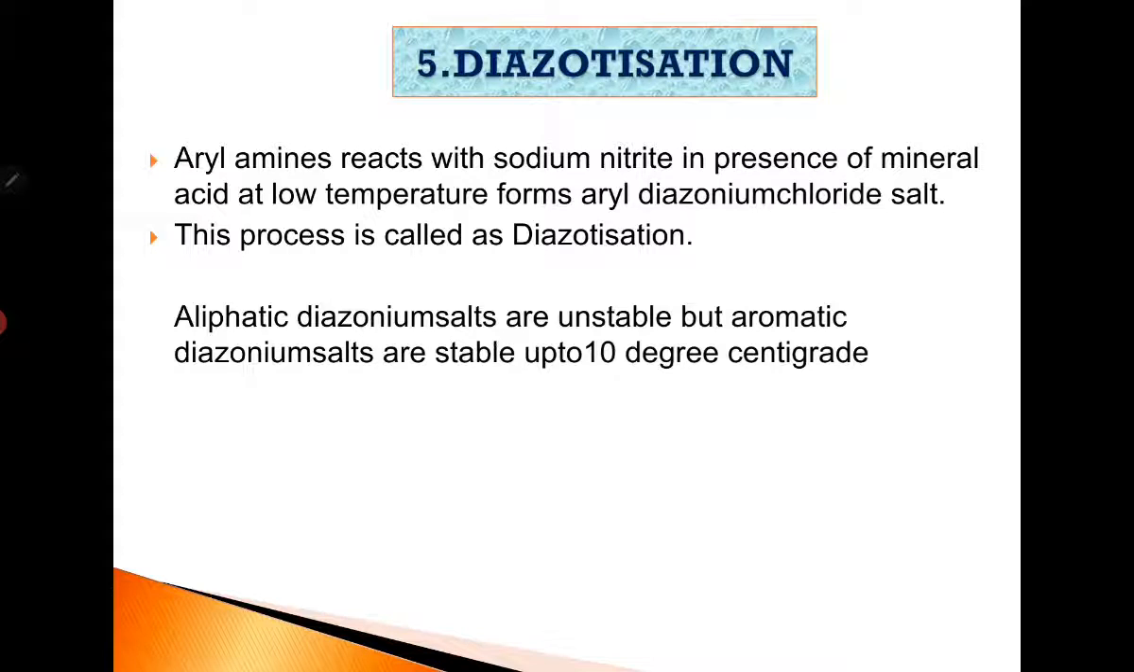Aliphatic diazonium salts are unstable, but aromatic diazonium salts are stable up to 10 degrees centigrade. These aliphatic diazonium salts are not stable, but aromatic diazonium salts, which are obtained from aniline, are more stable up to 10 degrees centigrade. The reactions using benzene diazonium salt are carried out in aqueous solutions only, because in the dry state they are very explosive in nature. Therefore, their reactions are always carried out in aqueous solutions only.